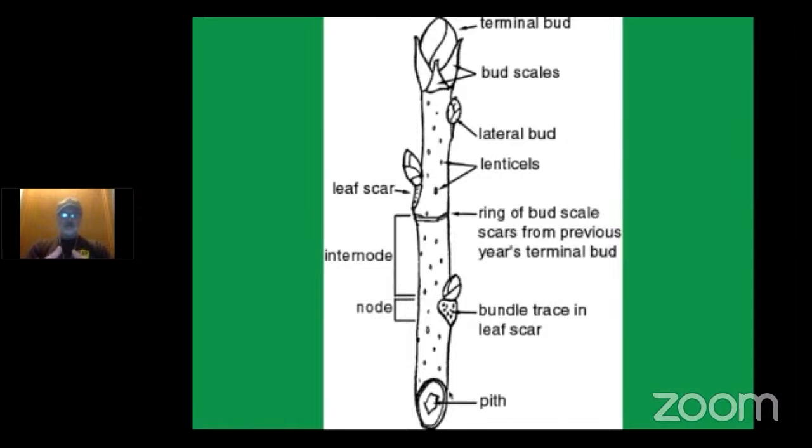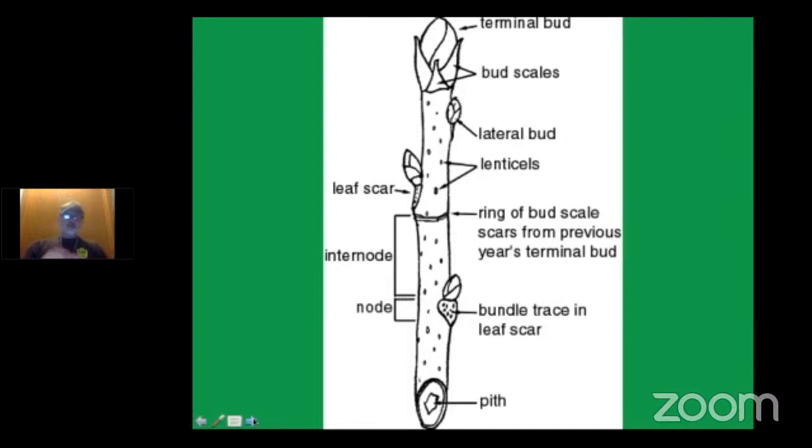Some of the lenticels seem to disappear earlier in a tree's life. Some, like on the birches or cherries, you can see long into their life. Some big cherry trees, 2-foot diameter, you can still see their lenticels on the stem.